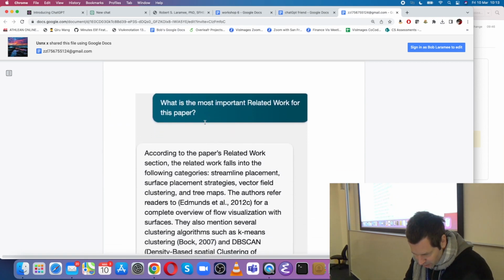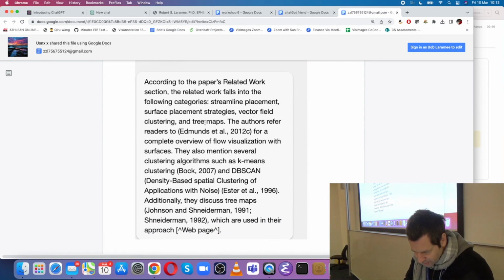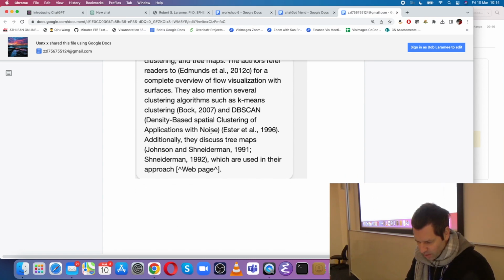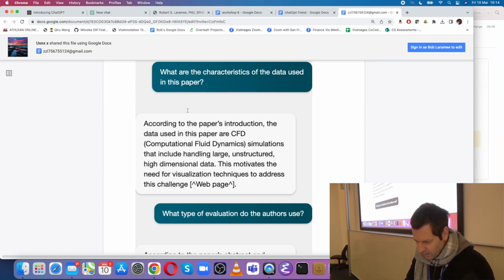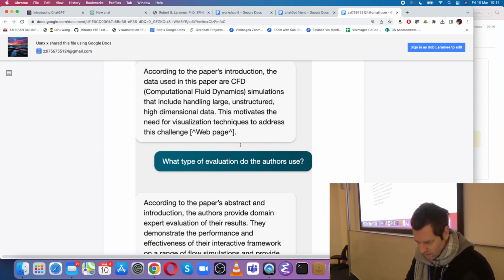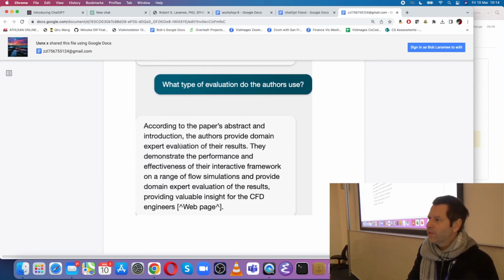What's the most important related work? Oh, that's interesting. Okay. Yep, that's a good summary of the related work. I would say if I were to just choose one, it would be this one. But that's a very good summary of the related work. Now, I like the way it says, according to the paper's introduction. Yes, this is correct. Yes, this is correct. So this did a really good job.